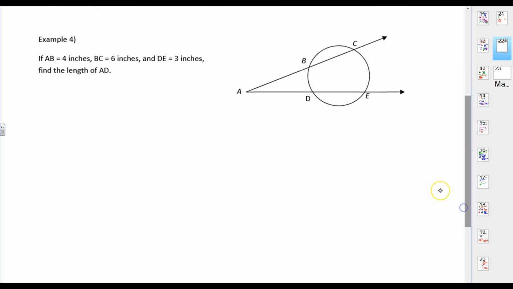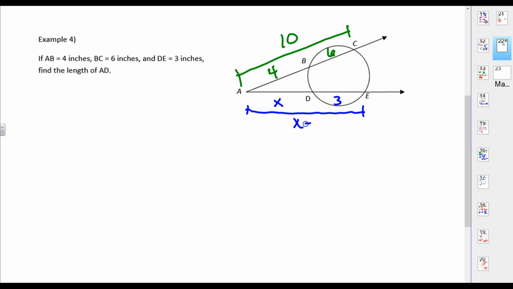So let's do an example here. If I know A to B is 4 and B to C is 6, well, that makes the whole here 10. I want to find the length of, oh, and D to E is 3. I'm going to let AD be x, which would make my whole be x plus 3. Well, let's solve this, shall we? So, the side with the green, it's the outside piece, which is 4, times the whole, which is 10, equals, on this side, my outside piece is x, times my whole, which is x plus 3.